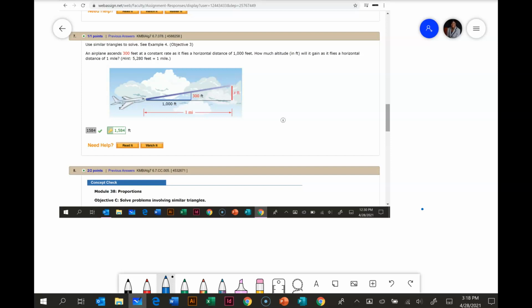An airplane ascends 300 feet at a constant rate as it flies a horizontal distance of 1,000 feet. How much altitude in feet will it gain as it flies a horizontal distance of 1 mile? And it gave us a hint that 1 mile equals 5,280 feet. So since we know we're using similar triangles, you probably know that we're using proportions.